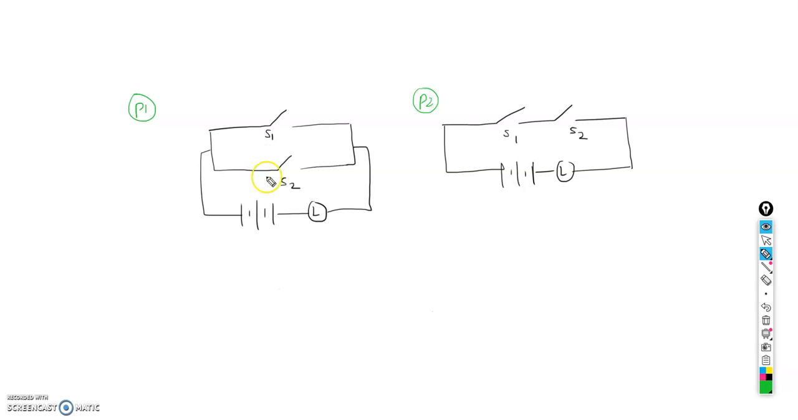In this diagram, we can see that we have two switches, S1 and S2. Now our objective, that is the important one, we have to remember what our objective is. Practically, this is a real application of logical circuit for mathematical logic, and here we are learning about that. What is our objective? We want to switch on our light or lamp.